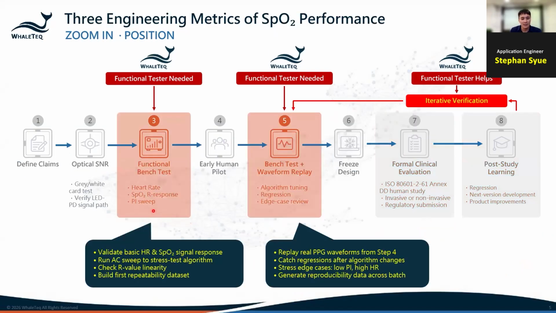So now we can look at steps 3 and 5 a little more closely. The functional bench test actually happens twice: once early in development, and again the night before the design is frozen. This is not a coincidence. The bench is the backbone that allows us to do repeatable engineering work at a stage where human studies are not yet appropriate or not yet needed. If we skip steps 3 and 4, or pay very low attention to those two, we're going into the clinical study blind. And that's a very expensive place to discover any problem.